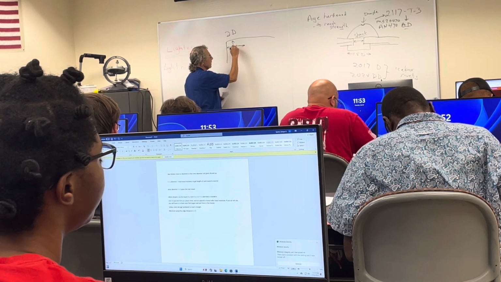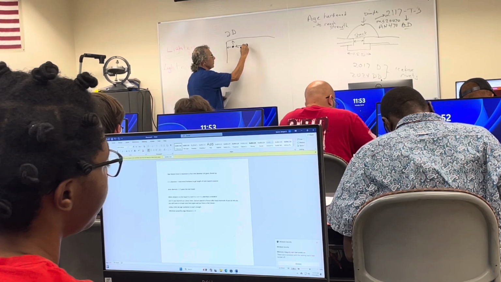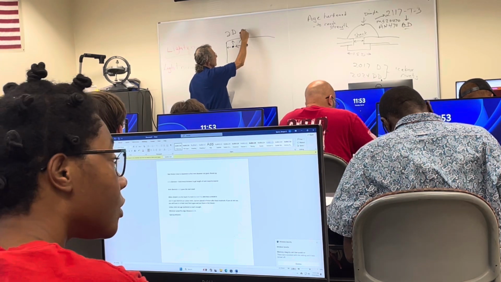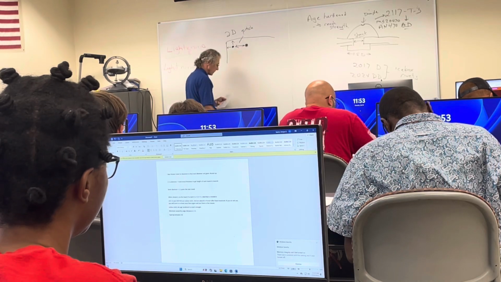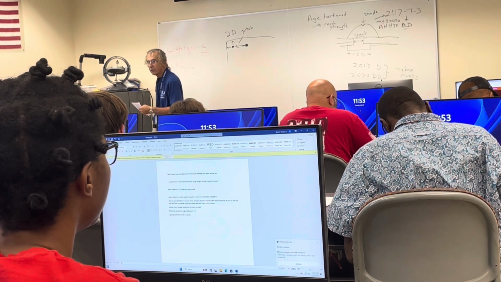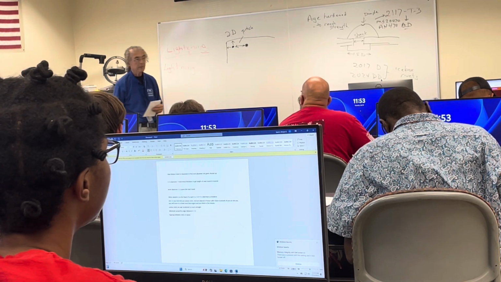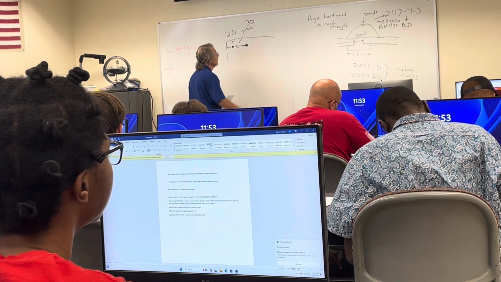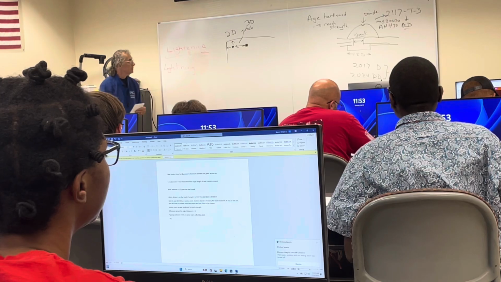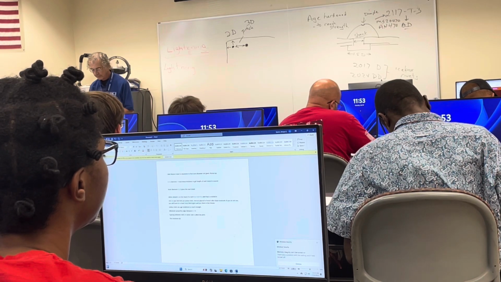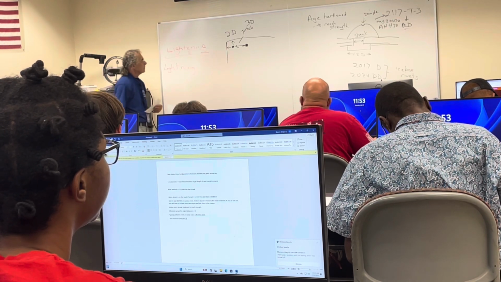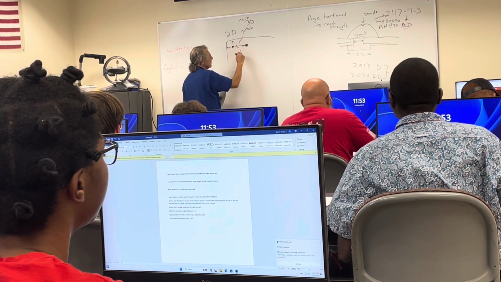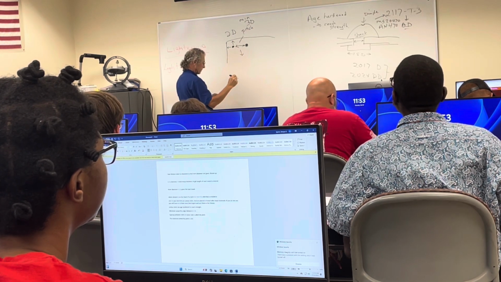Spacing between adjacent rivets in the same row is called what? Pitch. What's the minimum acceptable pitch for airworthiness? 3D. What's the maximum? 12.